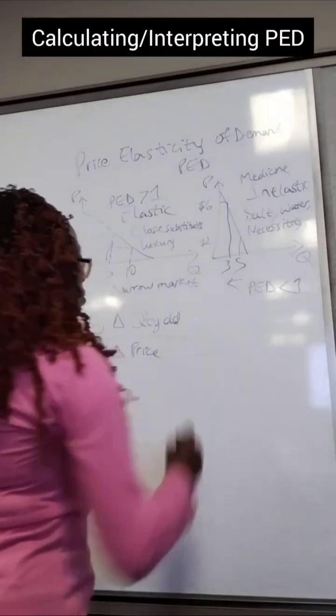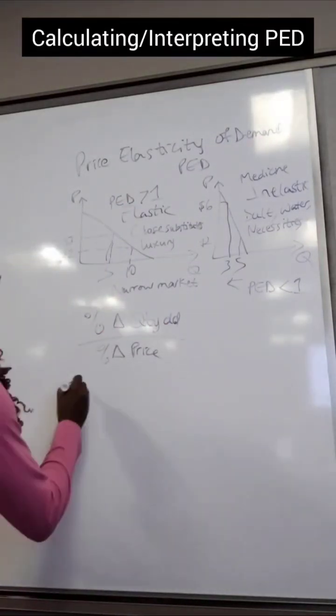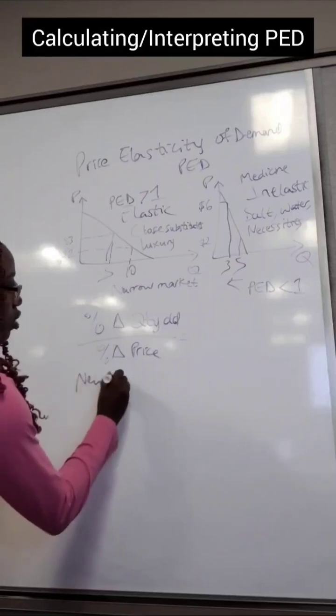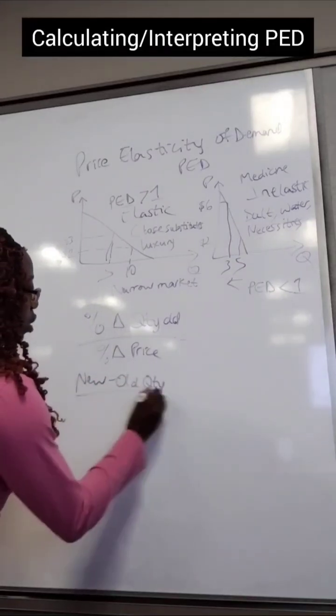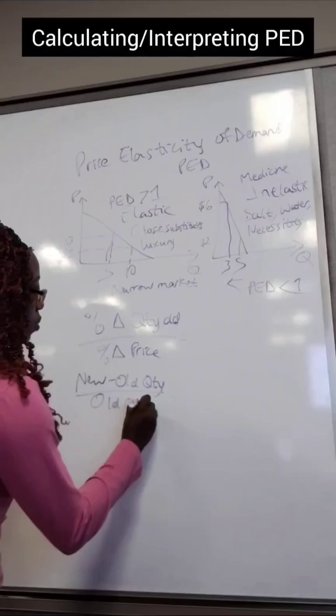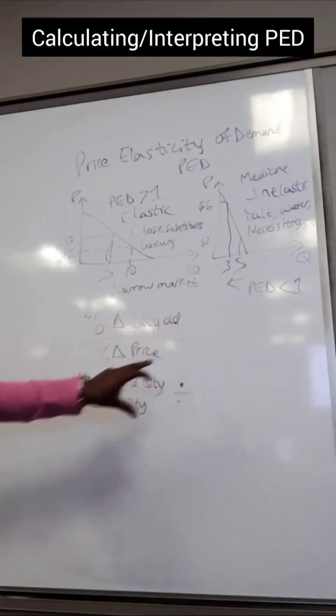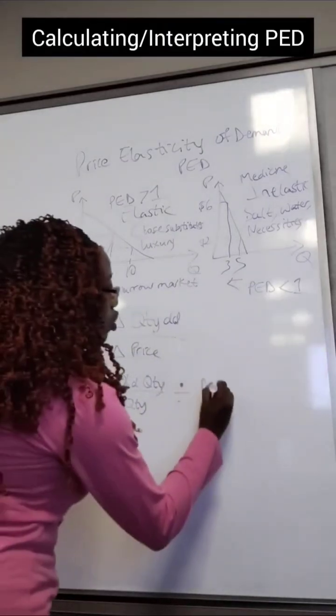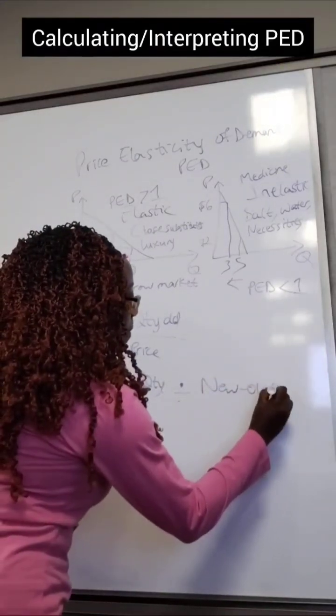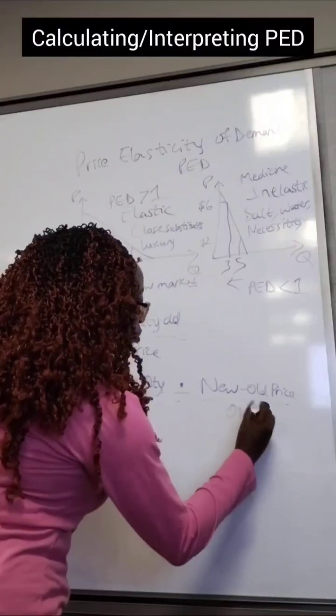What does this mean? This simply means, how do you get the change in quantity demanded? It's simply new minus old quantity divided by old quantity. This portion represents the percentage change in quantity demanded, okay? Now for the percentage change in price, it's going to be new minus old price divided by old price.